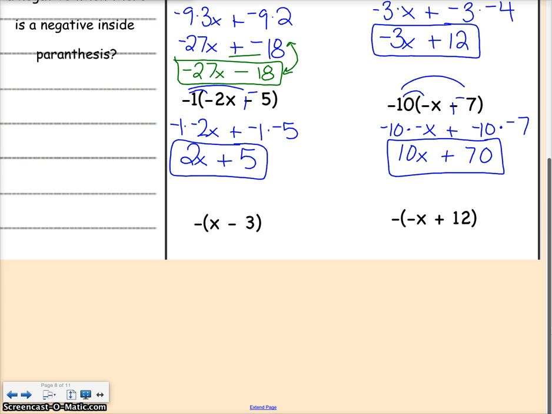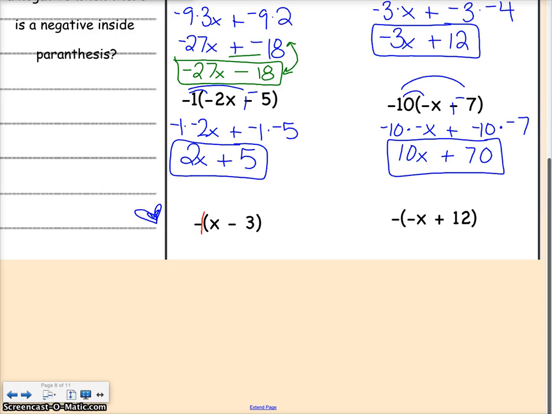Okay, these last two can get a little confusing for some kids, but what you have to remember is there's really a negative 1 hanging out to the side. So let me repeat that so you're all with me here. I have negative parenthesis x minus 3. Well, what do you do with this negative on the outside? If you remember from previous lessons, negative 1 is the shyest number of all. And if it can hide, it's going to hide.